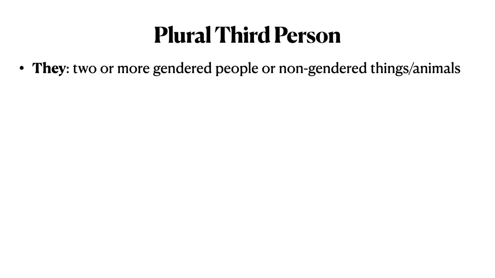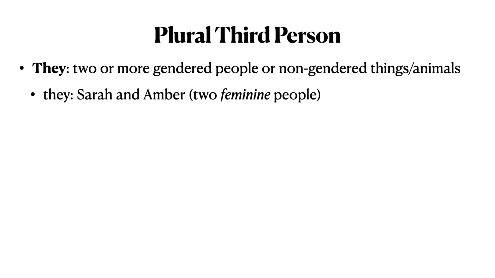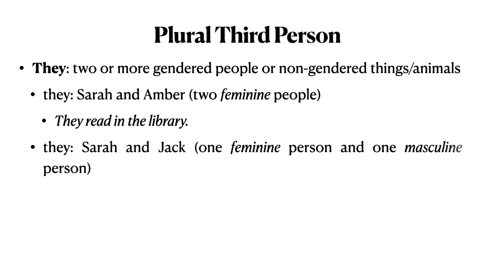So for the plural third person, we use they. It's two or more gendered people or non-gendered things or animals. So they, we have Sarah and Amber. These are two female names, so two feminine people. They read in the library. Then we can have Sarah and Jack. So we have one feminine person and one masculine person. They work on their homework.